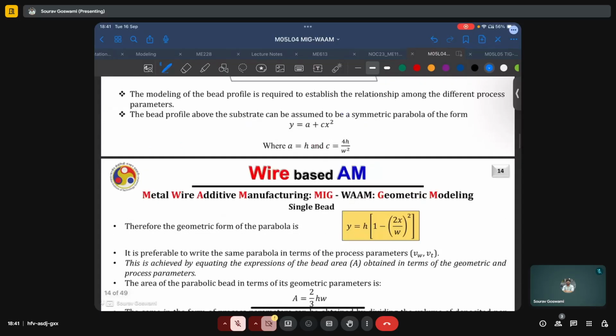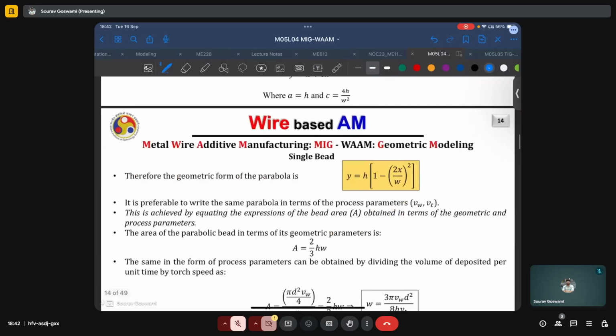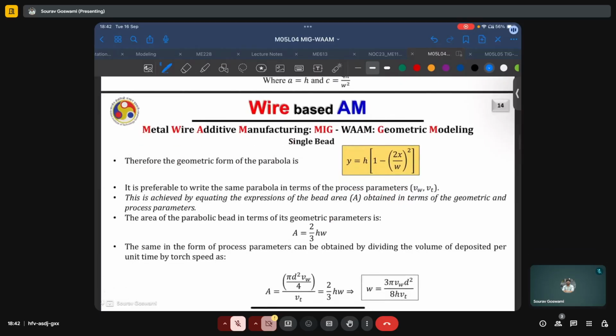For the shape of the bead which is assumed here, the parabolic bead, y equals a plus cx square. A is nothing but the height of the bead at the center line, and c is equal to 4h by w square, where w is half the width of the bead. And then the profile of the bead, y, can be expressed as h times 1 minus 2x by w square.